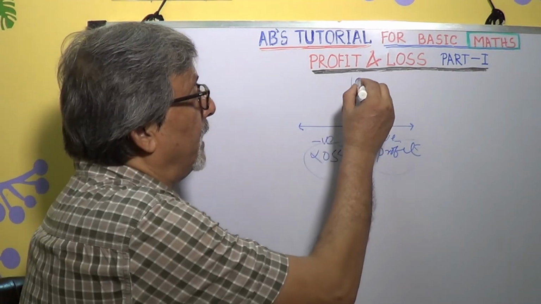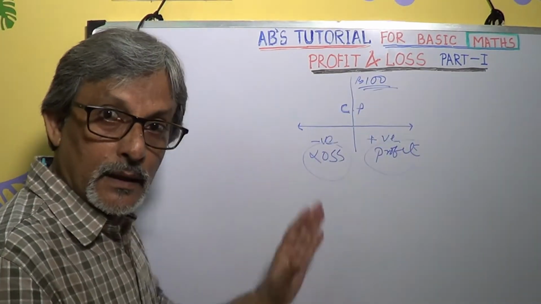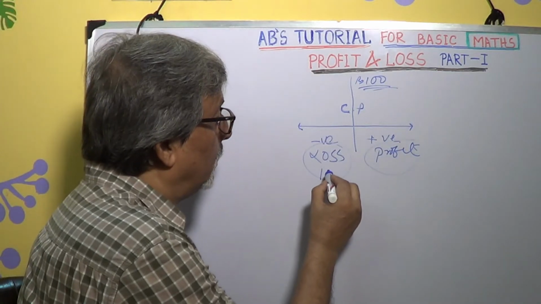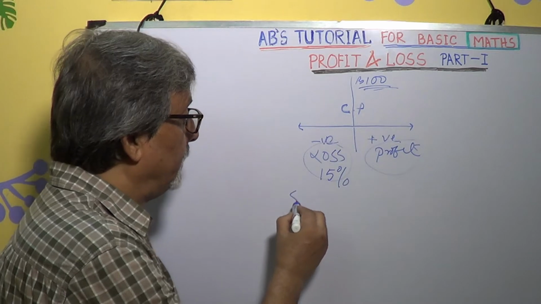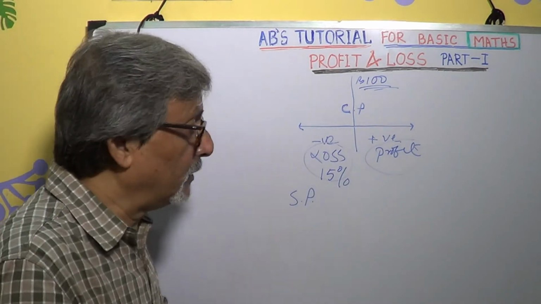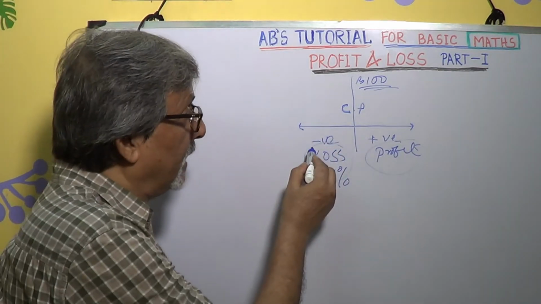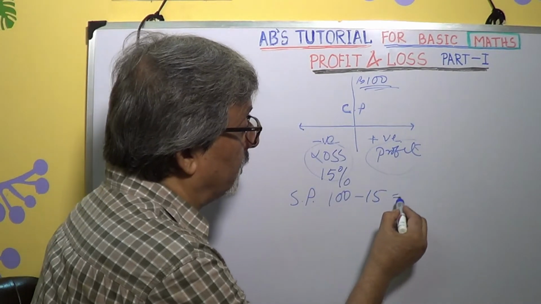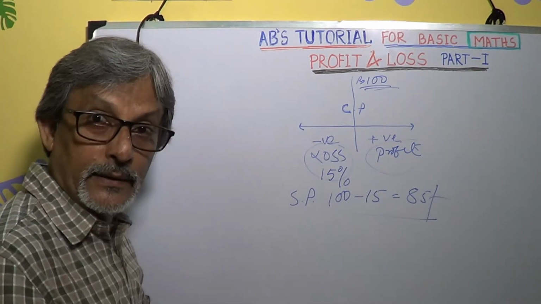Now if the cost price be rupees 100 and the loss is 15%, then what is SP? What is the value of SP? SP means selling price. What will be the value of selling price? Because this is negative, so what we will do? We will do the 100 minus 15. This means 85. So rupees 85 is the selling price.